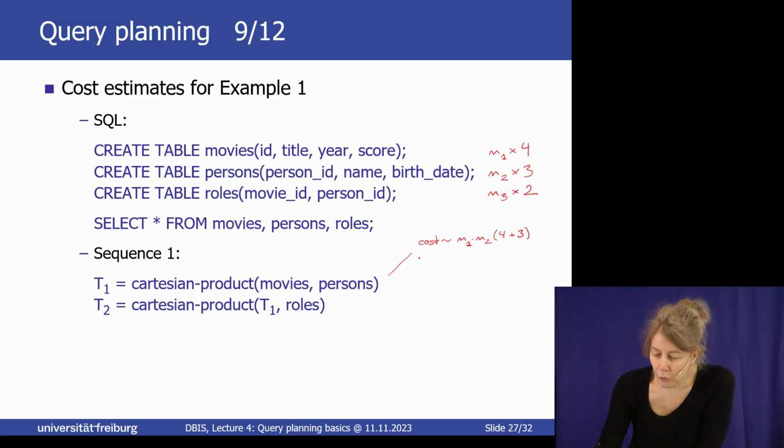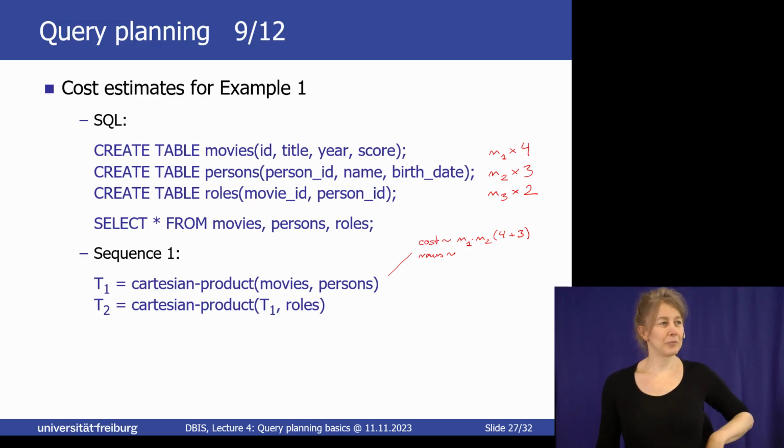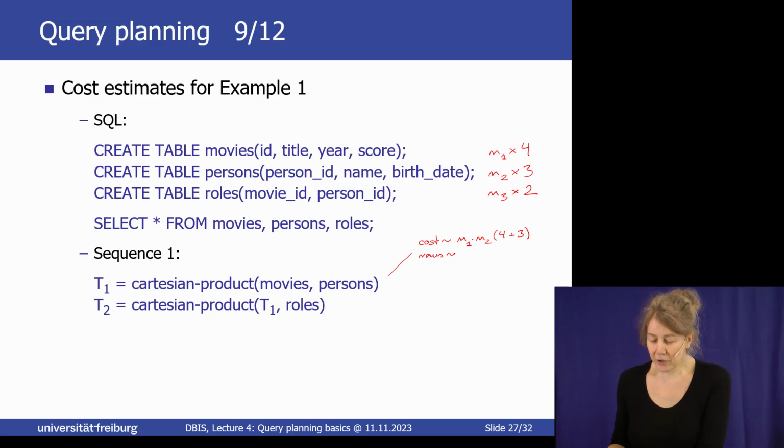What's the rows? What's the estimate for the number of rows? Yeah? 4 times 3? Number of rows? Only n1 times n2. N1 times n2, yes. N1 times n2, that's the number of rows, and the columns, we actually always know that exactly. How many columns will it have? 7, yeah, 4 plus 3 equals 7.